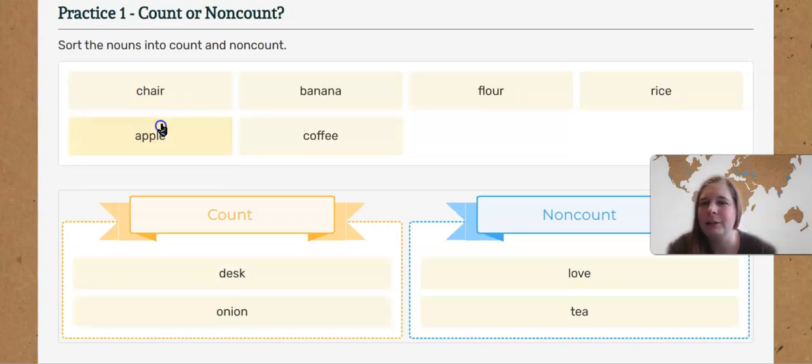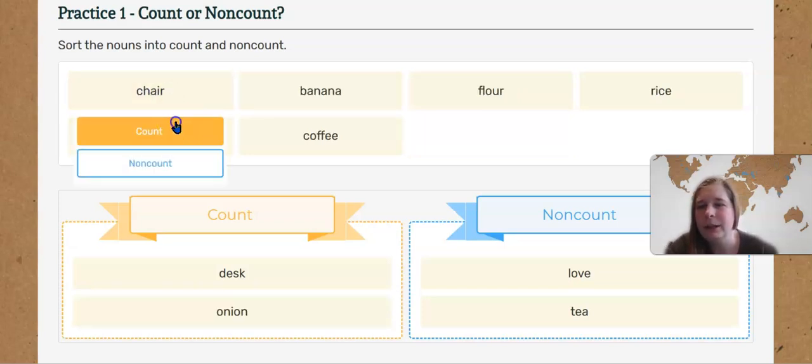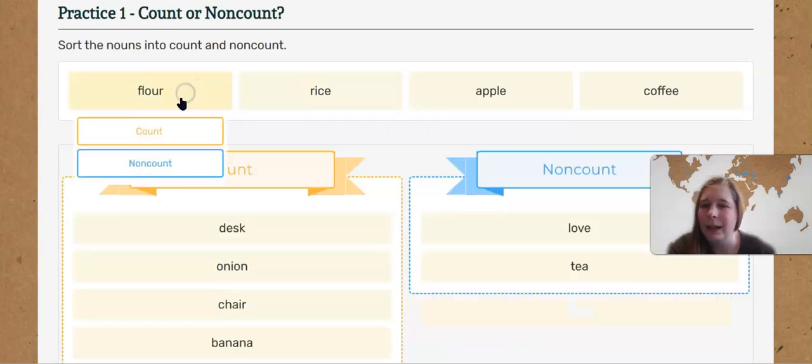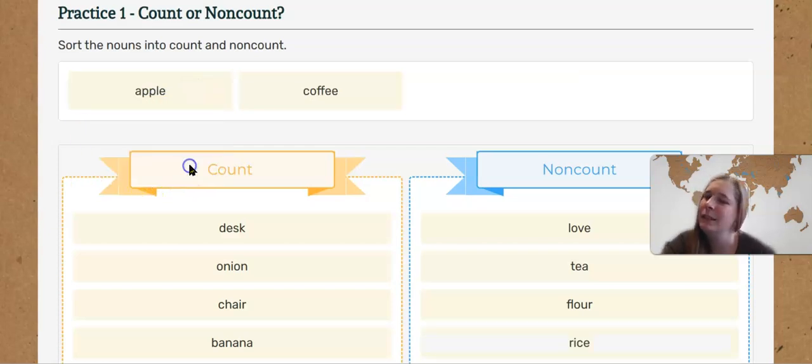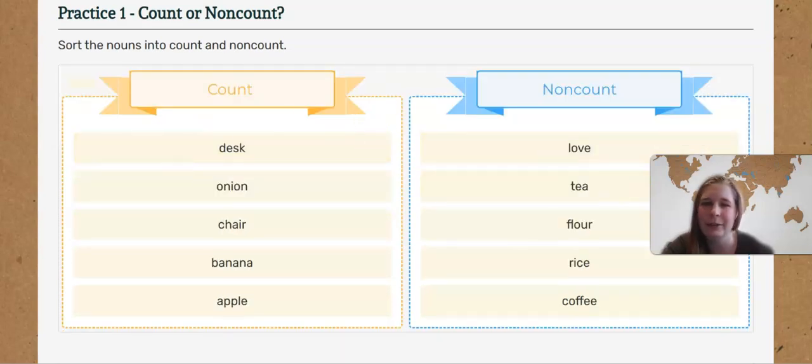Onion, that's a countable food. Chair, countable piece of furniture. Banana, that's countable. Flour has many small pieces, non-count. Rice, too many small pieces, non-count. Apple, I can count that. Coffee is a liquid, non-count.